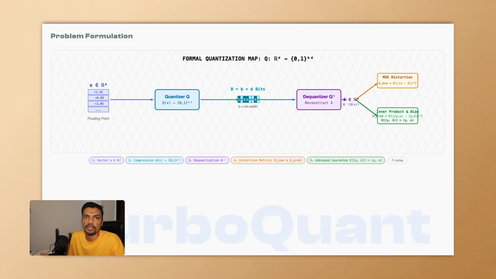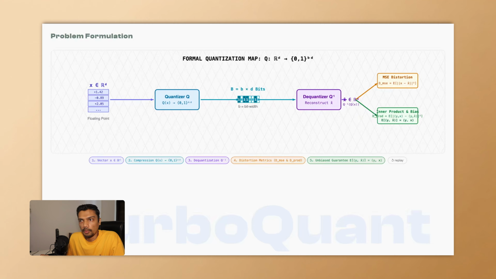We measure quality with two distortion metrics here. The first one is MSE distortion, that is, how close is the reconstructed vector to the original vector. The second one is inner product distortion. If we compute the inner product between y and the reconstructed x, how far is it from the true inner product, that is, y comma x. And for inner product quantization, we additionally require unbiasedness. On average, the estimated inner product equals the true inner product. No systematic bias in either direction.